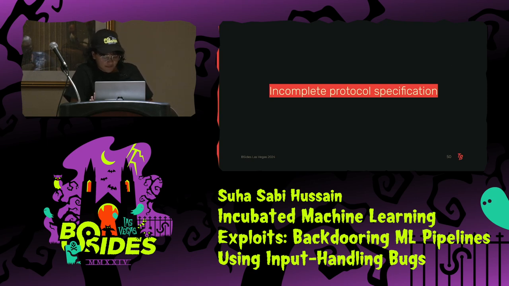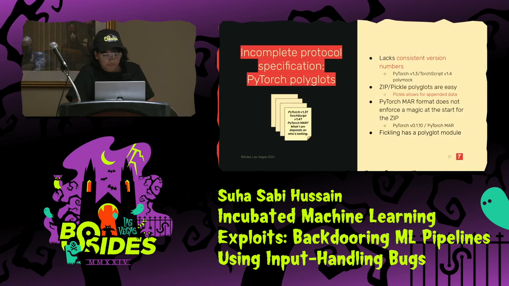So our next category is incomplete protocol specification. Just think of it as under specification for now. While there's multiple examples of this in the literature, we'll just focus on PyTorch polyglots for now. So many are unaware that PyTorch actually supports multiple file formats. Some are deprecated but are still supported by external parsers. And one big issue is that there's a lack of consistent versioning here. So that means you can create polyglots of files that can be validly interpreted as different PyTorch file formats. Also, you can create ambiguous files. So you can add three files to PyTorch version 1.3 and TorchScript 1.4.